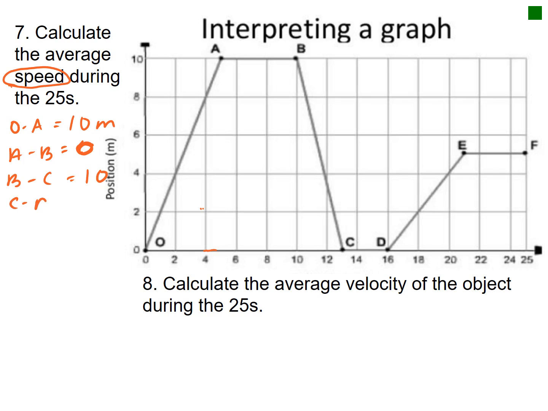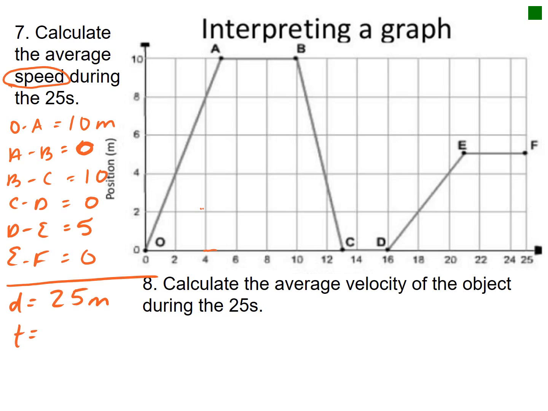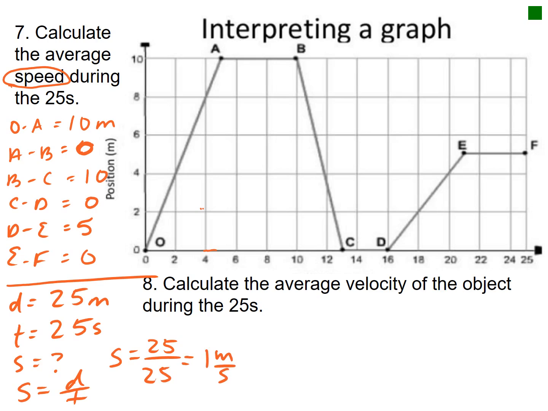Then from C to D, that's 0. From D to E, that is 5. And from E to F, that's 0. So we're going to add up all those distances: 10 plus 0 plus 10 plus 0 plus 5 plus 0 gives us a distance of 25 meters. Our time is equal to 25 seconds. We're looking for the speed, so S equals D over T. S is 25 over 25, which is 1 meter per second.